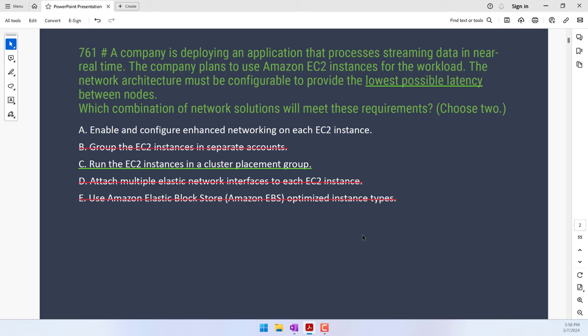A company has a multi-tiered payment processing application that is based on virtual machines. The communication between the tiers occurs asynchronously through a third-party middleware solution that guarantees exactly once delivery. The company needs a solution that requires the least amount of infrastructure management. We already know what this means.